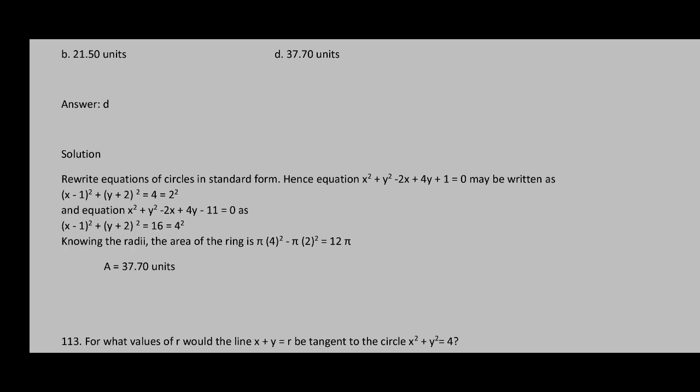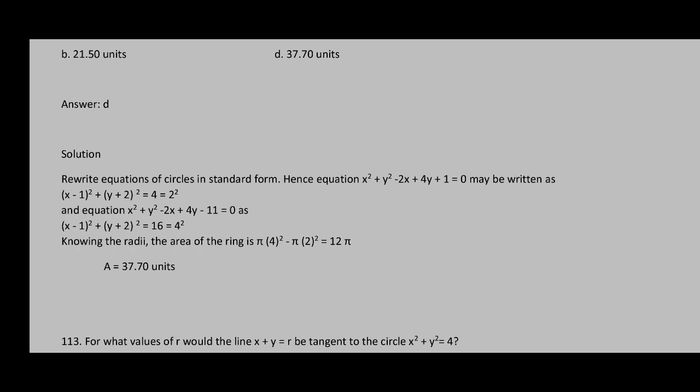Hence, equation x squared plus y squared minus 2x plus 4y plus 1 is equal to 0 may be written as quantity x minus 1 squared plus quantity y plus 2 squared is equals to 4 or equal to 2 squared. And equation x squared plus y squared minus 2x plus 4y minus 11 is equals to 0 as quantity x minus 1 squared plus quantity y plus 2 squared is equals to 16 or 4 squared.